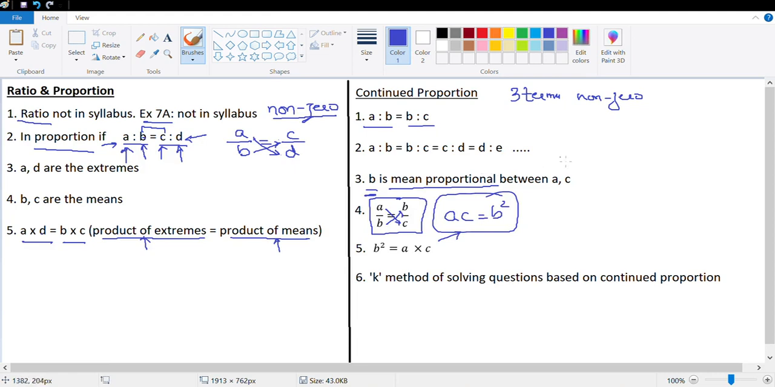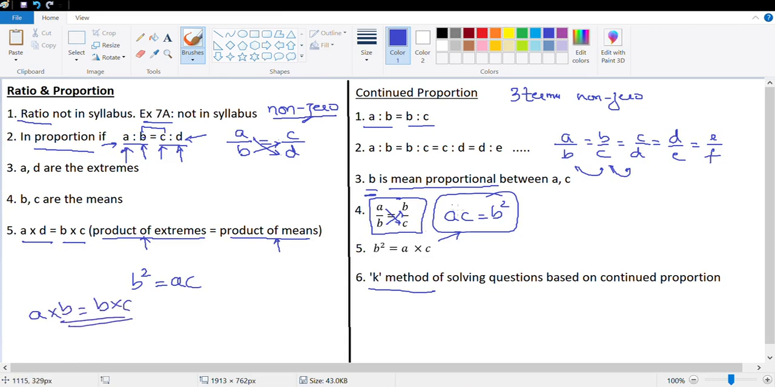Now this can keep going on, which means A upon B is equal to B upon C is equal to C upon D is equal to D upon E is equal to E upon F. All this would be in continuous proportion, right? So that's about it, and that brings me to the last thing, which is K method of solving questions based on continuous proportion or continued proportion. We will look at it when we solve a question. So remember K method and remember B square is equal to AC when we talk about continued proportion, and remember A into D is equal to B into C. Perfect. Let's go ahead and solve some questions.